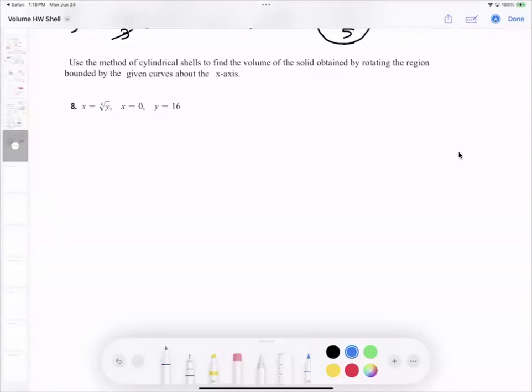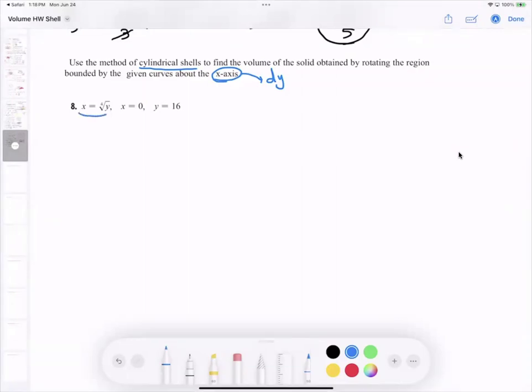In this question, you are asked to apply the method of cylindrical shell to find the volume by rotating the region about the x-axis. Remember that for the x-axis, we have to write everything in terms of y. Very good. So let us begin. How do you visualize this object?